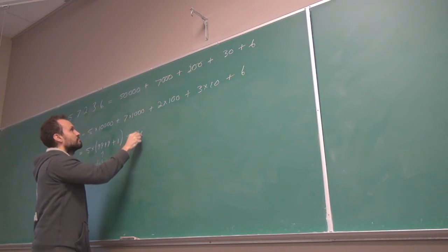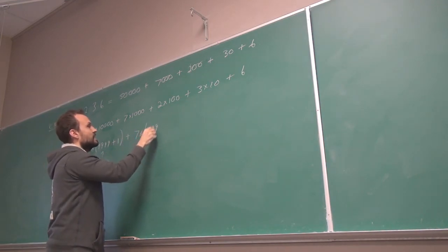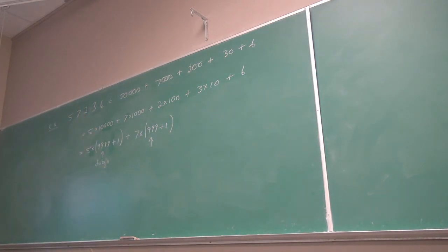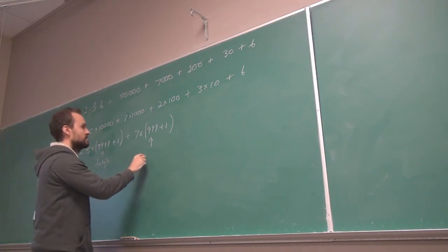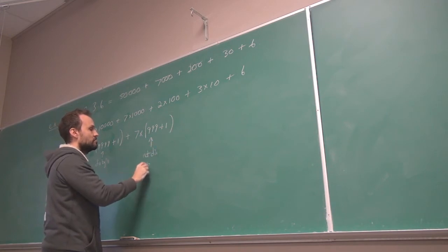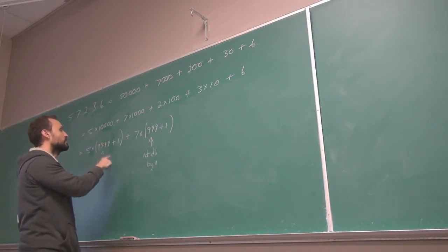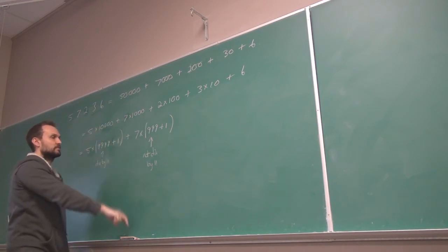Good. Now we do the same for the next one, which was 999 plus 1. Does 11 divide into 999? No, you can't just say yes just because you want it to be. It is or it isn't. It does not. It's not divisible by 11. So we can't just do it in exactly the same way as we did 3. So what else can we do? So that's not going to work. This is good. But it seems like we can't do this for every one of these terms.